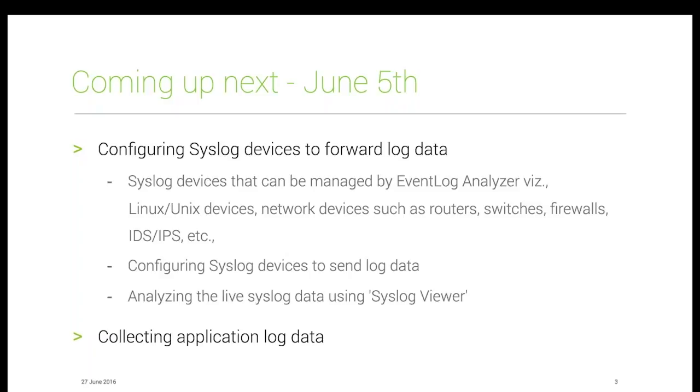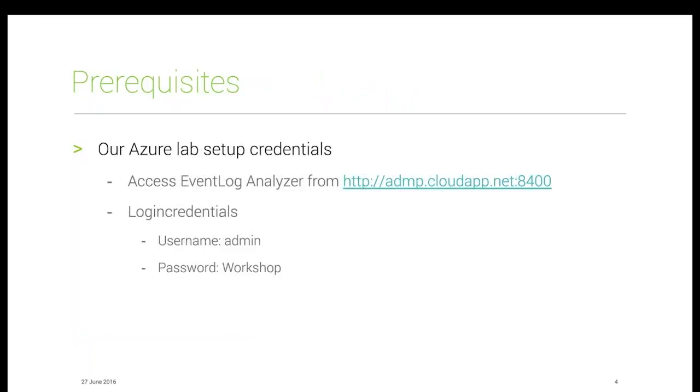Today, as I demonstrate how to configure the Windows devices and how to enable the audit policies, you could also try out the tasks in parallel in your lab test setup. And you can also access our online Azure lab setup. You can access it from http://admp.cloudapp.net and use the port number 8400, and the login credentials are displayed on the screen.